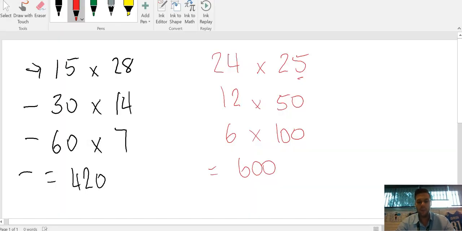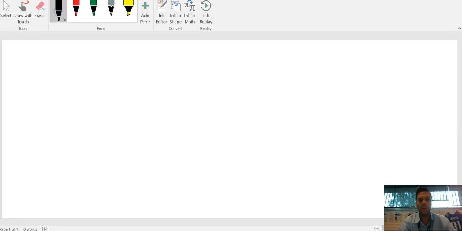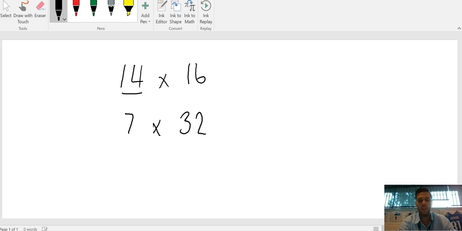Now, here's one just to work with. If you get given two even numbers, it can be a little bit harder to do. If we've got 14 times 16, it's up to us what we want to double and what we want to halve. For me, let's halve the 14 because then it just becomes 7. It's a little bit smaller than halving the 16, and we double that, which becomes 32.